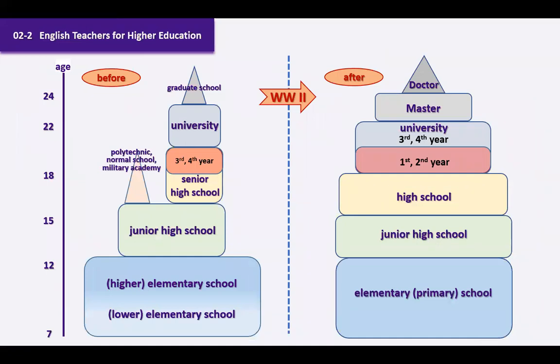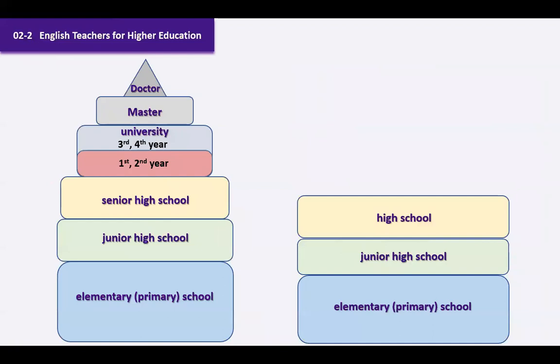Next, we look at teaching and teaching staff at universities. And as I mentioned earlier, we must remember that the first and second years of modern Japanese universities roughly correspond to the third and fourth years of senior high schools more than 80 years ago. I will expand on the university part here.